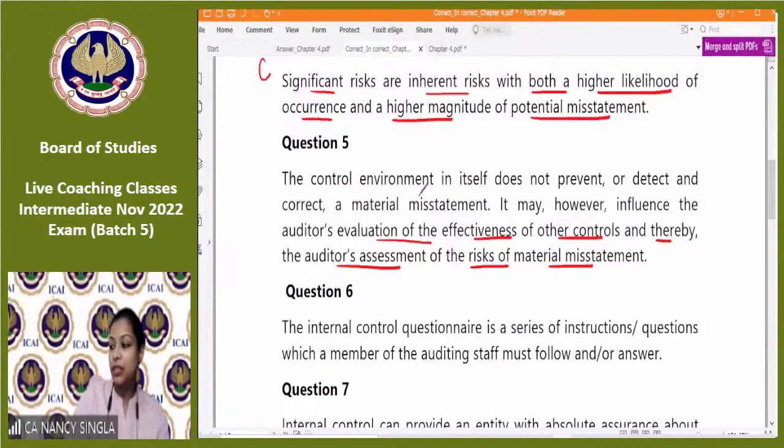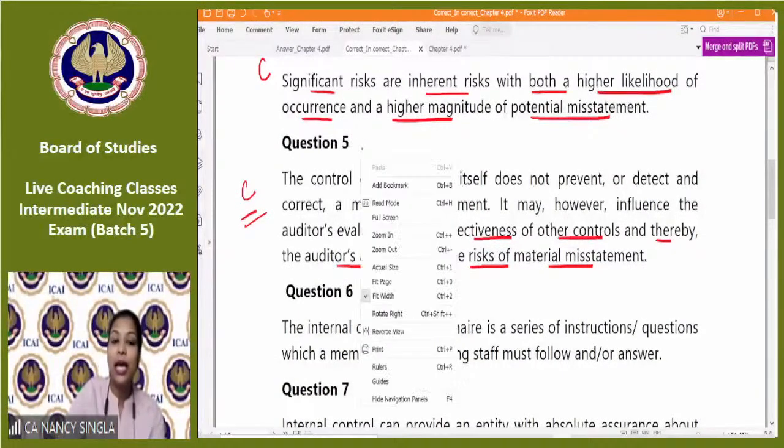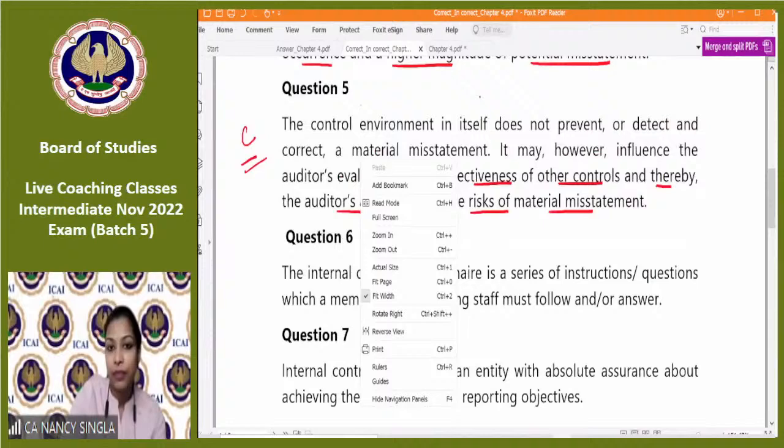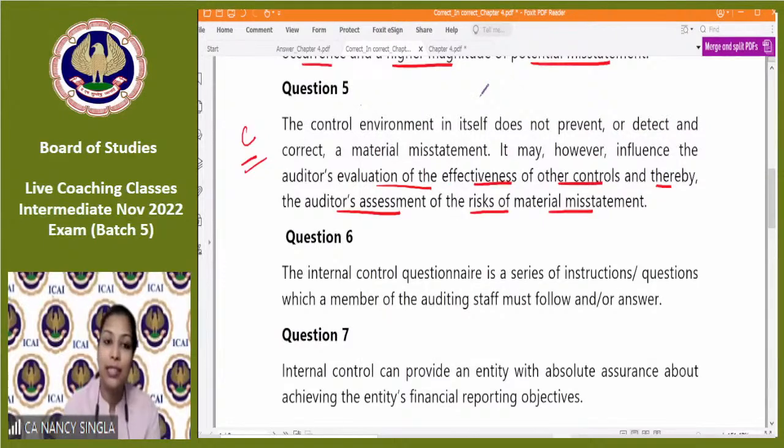Okay, so the answer to the fifth question is also correct. So you can write here that satisfactory control environment is not an absolute deterrent to fraud. Okay, so for all those who are asking, ma'am, how to write the reasoning when the answer is correct, you can write that satisfactory control environment is not an absolute deterrent to fraud. It is a positive factor, right?